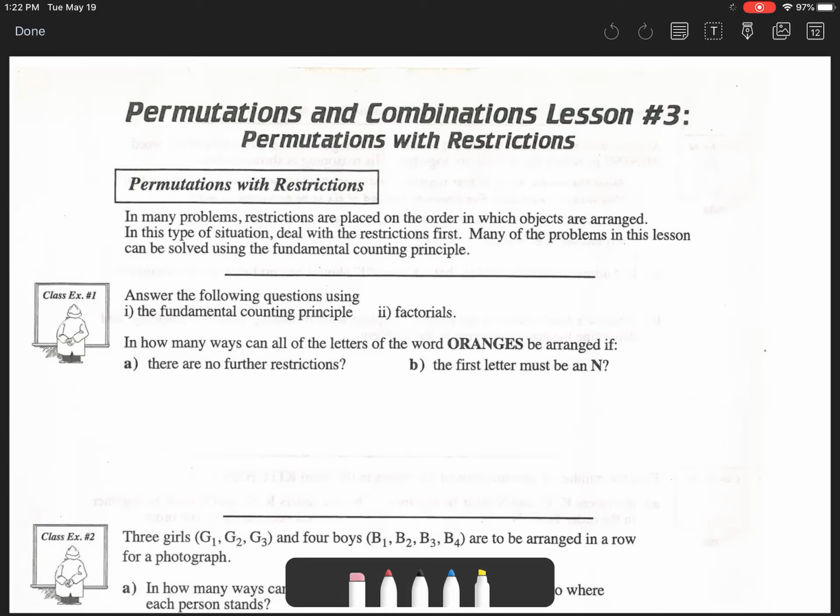Hi, Math 30-2. Welcome back to Permutations and Combinations. We're going to take a look at Lesson 3 today, solving permutations with restrictions.